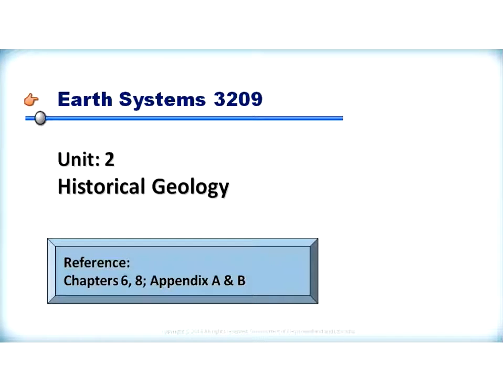Earth Systems 3209, Unit 2, Historical Geology. References in the text can be seen in Chapter 6, Chapter 8, Appendix A, and Appendix B.